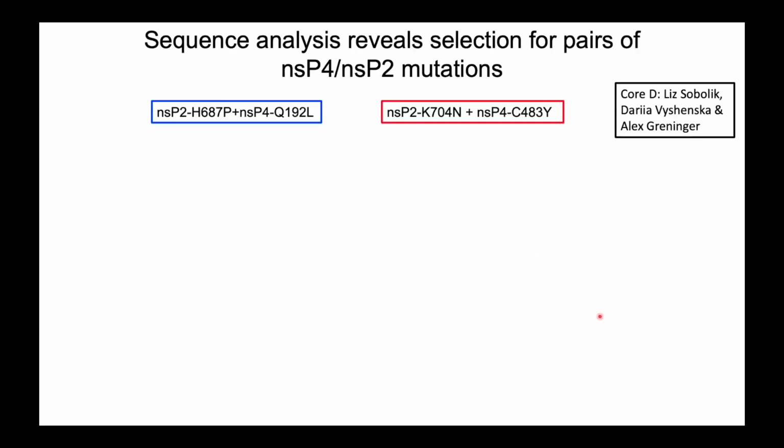So what did this show? We found that the sequence analysis showed selection for pairs of mutants, and they were on either NSP4, a Q192L that came along with an NSP2 mutation, H687P, or a mutation in NSP4 cysteine 483 to tyrosine, and that came along with another NSP2 mutation.